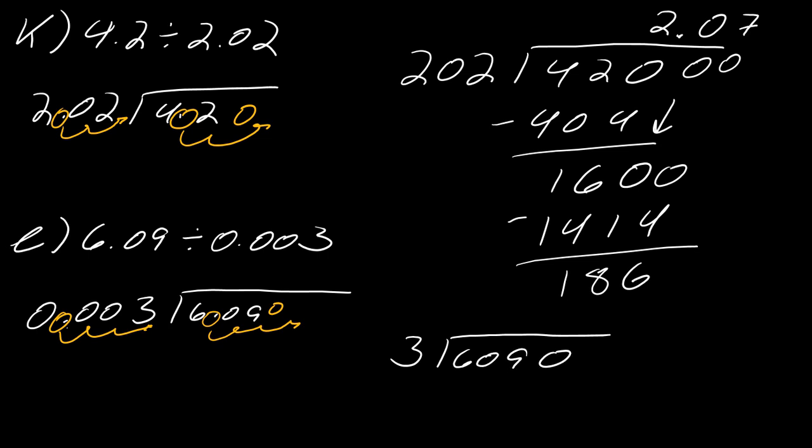And again, this is one now that I've got it all set up nicely. So 3 goes into 6 2 times, into 0 0 times, into 9 3 times, and then 0 times. So the answer here is going to be 2030.